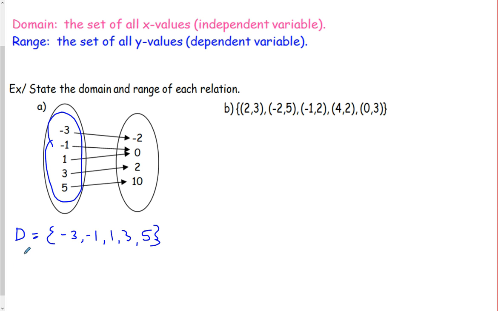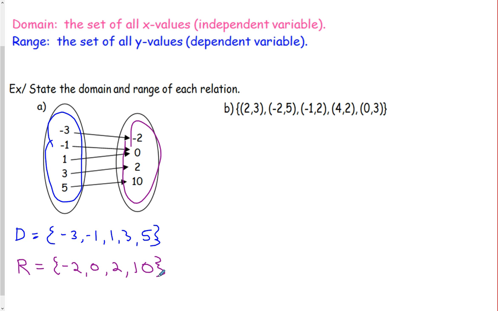For my range, let's switch colors here. My range is all of my y values. So I'll put a capital R for range. And what y values can I have? Let's start with a curly bracket. And I can see them all right here. And I'll write them in: -2, 0, 2, and 10. Those are all my possible y values.